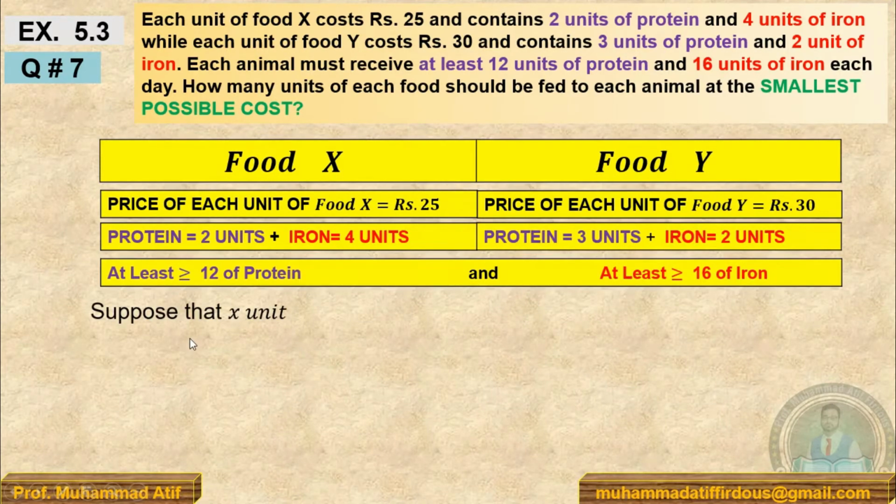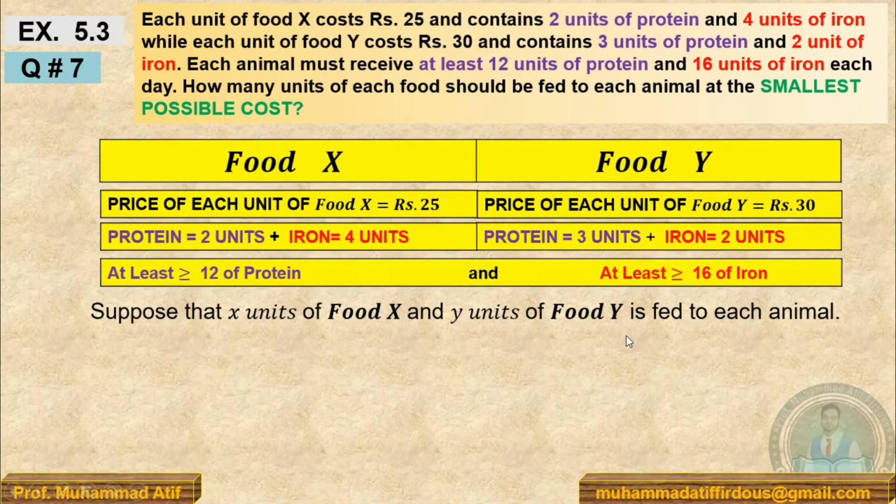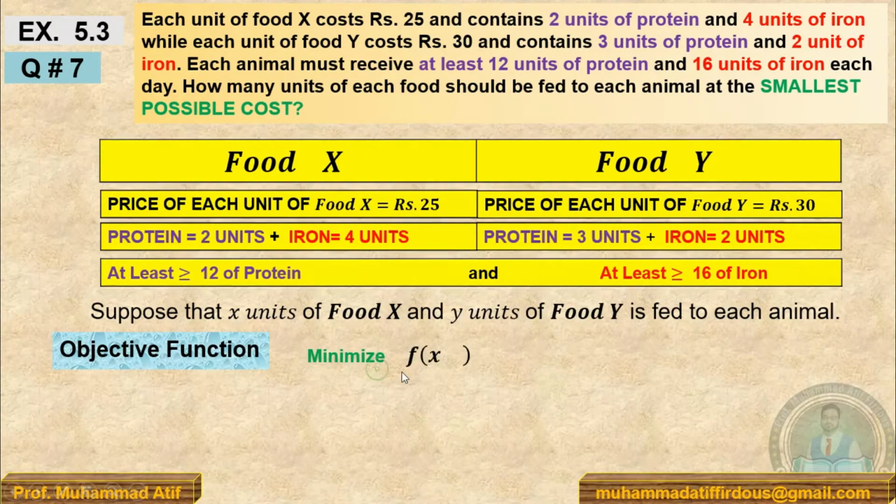Now suppose X units represent food X and Y units represent food Y. The first aim is to make the objective function. So what is your objective function? You have to minimize the smallest possible cost: minimize f of x, y equals 25 into x plus 30 into y, since food X costs 25 rupees and food Y costs 30 rupees, subject to the constraints. Let's build these constraints.